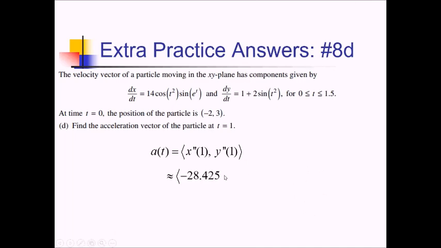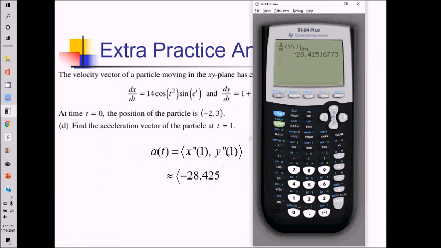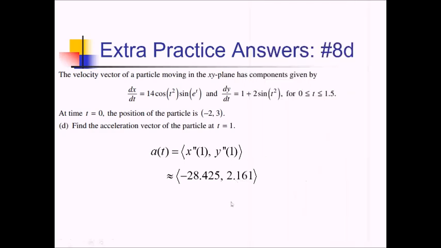And then going back now, I need y double prime of 1. So let me just yank my input from before, because that's almost what I need. But now instead of y1, I'm going to do alpha trace and do y2, because that's where I stored my y prime. So taking the derivative of that's going to give me y double prime at 1. Let's press enter. That's about 2.161. So there's our acceleration vector.